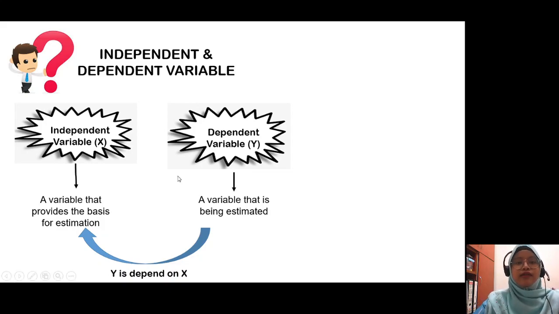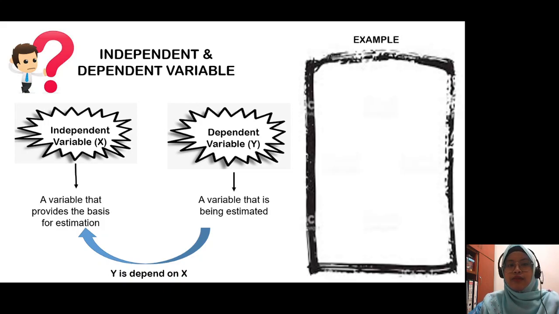Let's say you have the example of sugar price and food price. How do you estimate the food price? You have to get the value of the sugar price. If the sugar price is increasing, it means your food price will be increasing. So that's why we can conclude that the dependent variable y depends on the independent variable x. Okay, that is independent and dependent variable.